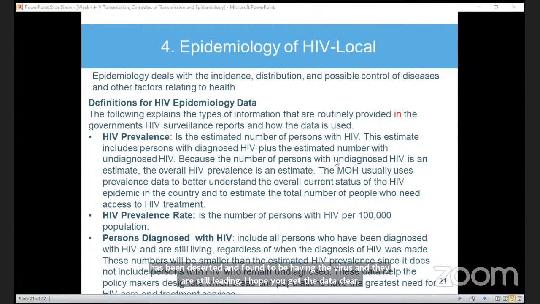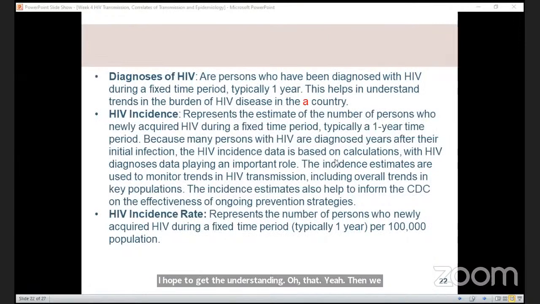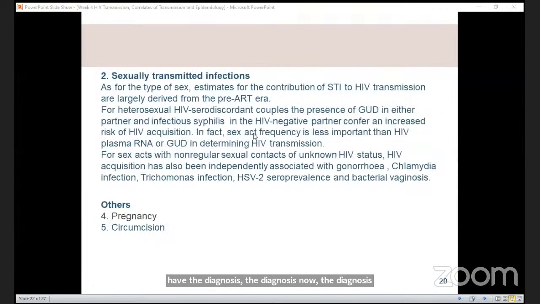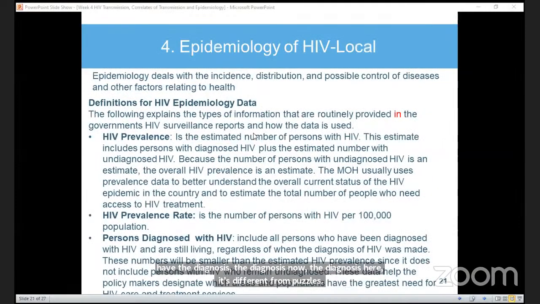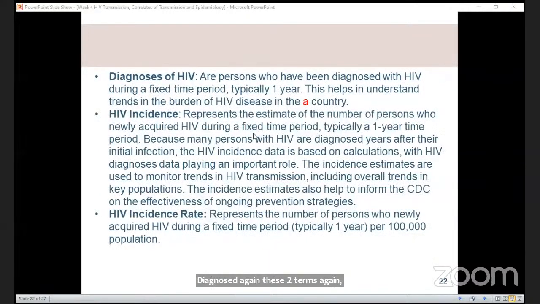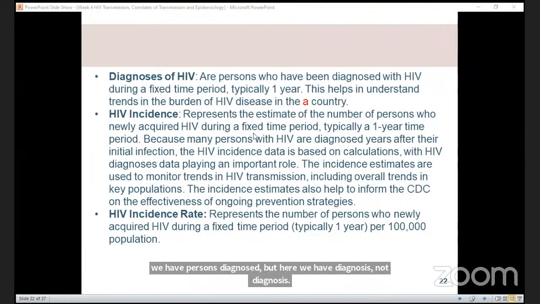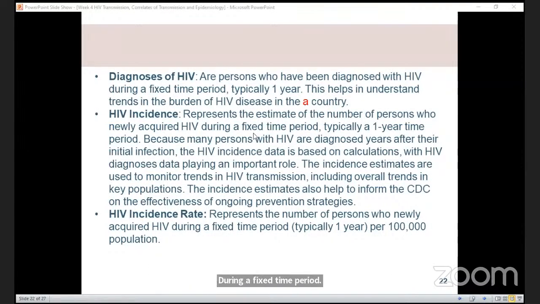Then we have the diagnosis. Now, the diagnosis here is different from persons diagnosed. Again, these two terms are normally confusing. Here we have persons diagnosed, but here we have diagnosis. Diagnosis are persons who have been diagnosed with the virus during a fixed time period. And what is this time? This time is typically 1 year.